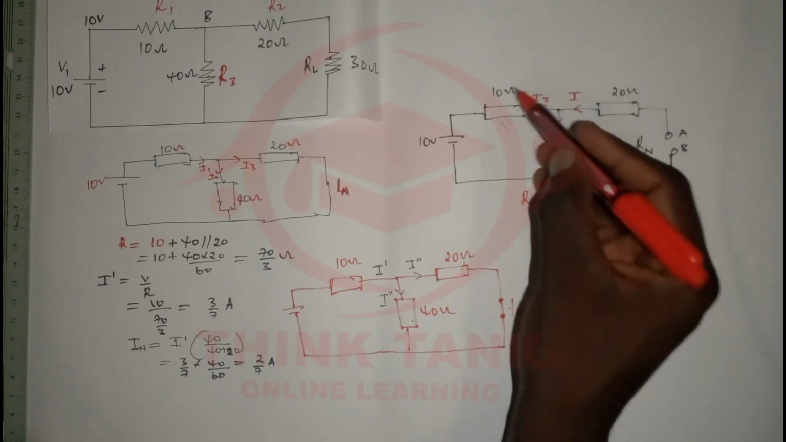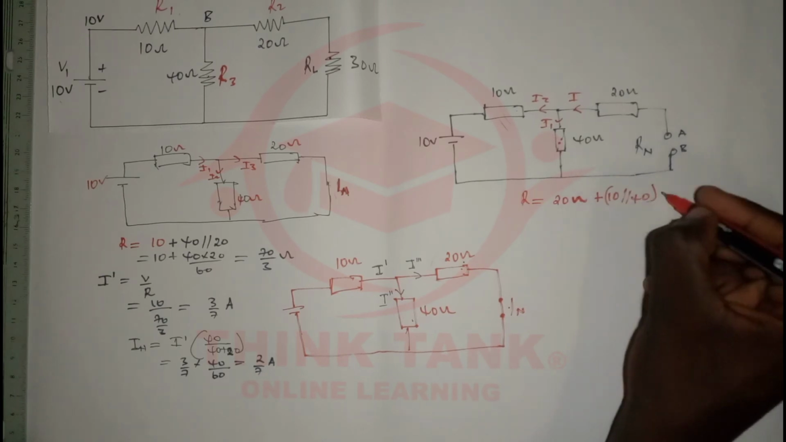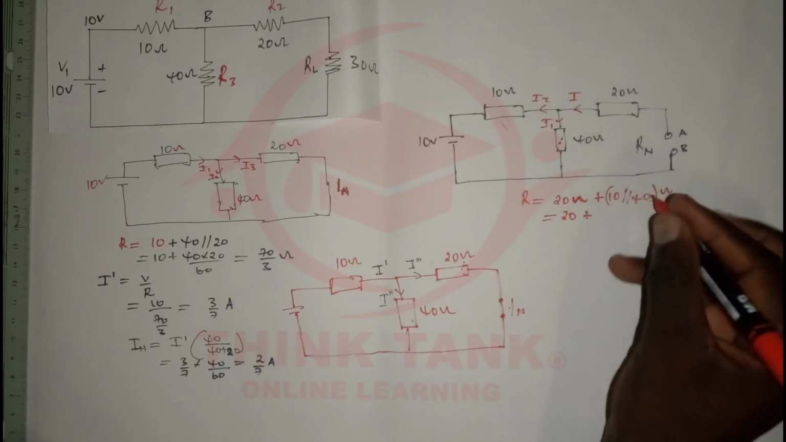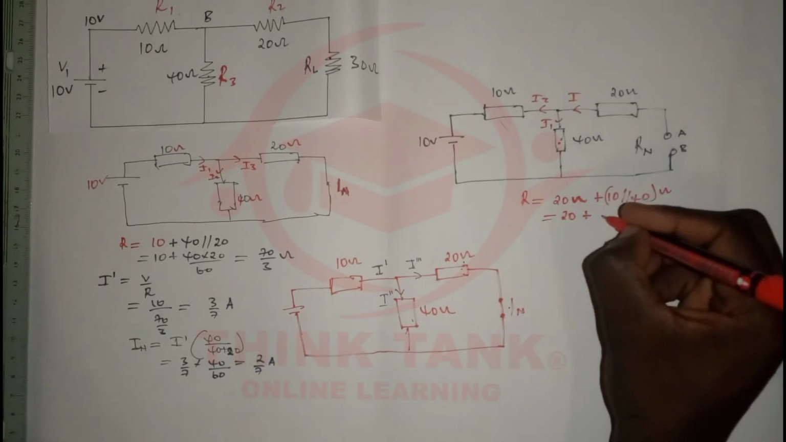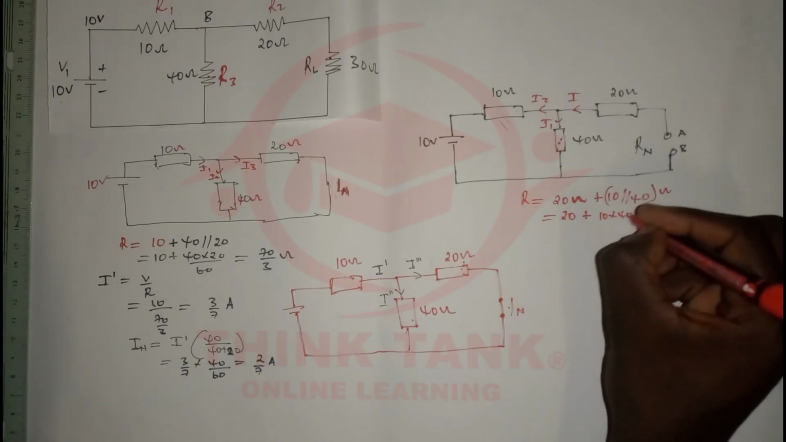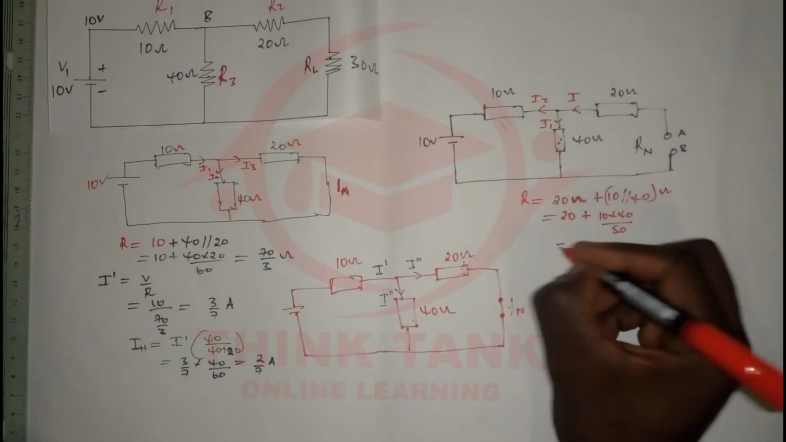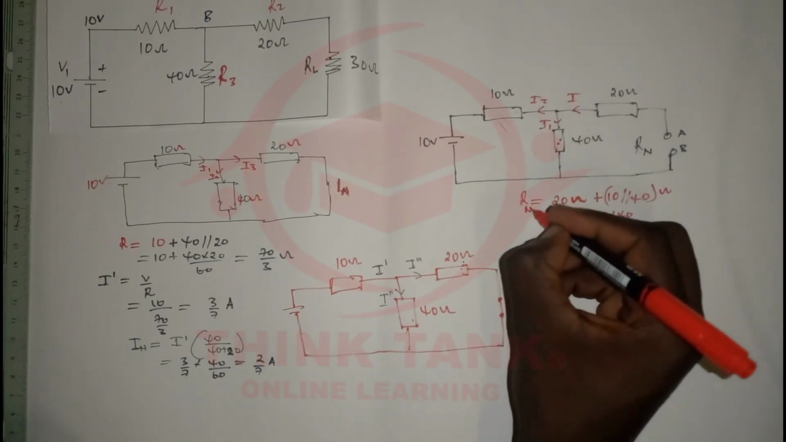So that means these two resistors are in series with the 20, so it's going to be 10 which is in parallel with 40 times 20. So it's going to be 20 ohms plus, and the total resistance of resistors which are in parallel is going to be 10 times 40 product over sum divided by 50. And that is going to give us 28 ohms. Okay, so we can call this Rn.